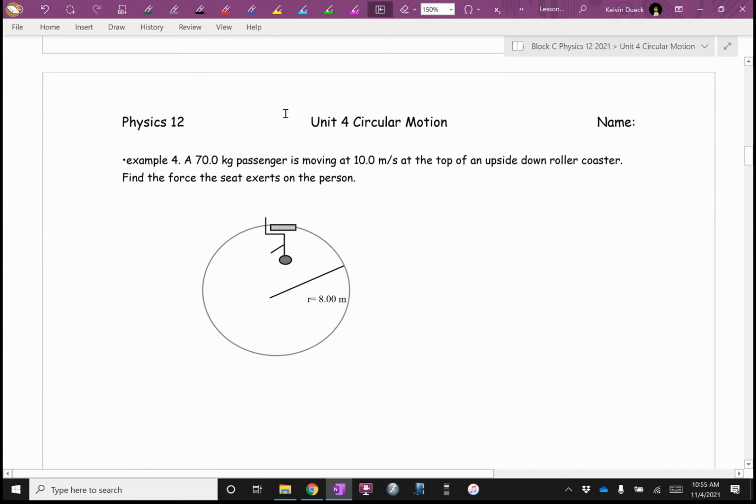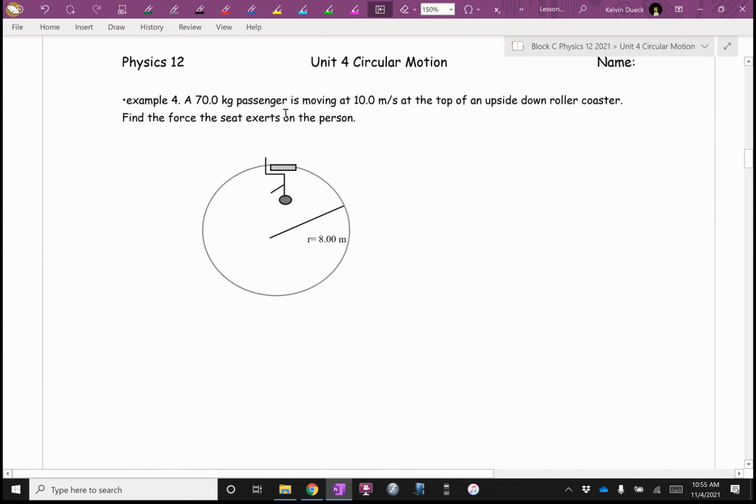Let's do one with some numbers. I like example 4. Example 4 is a nice question. There's going to be a roller coaster loop in your future. How could there not be? Roller coaster loops.